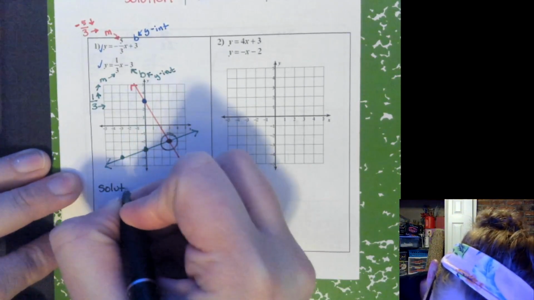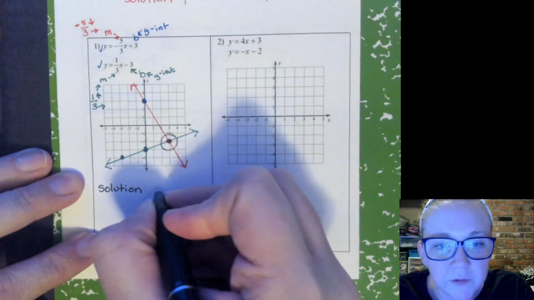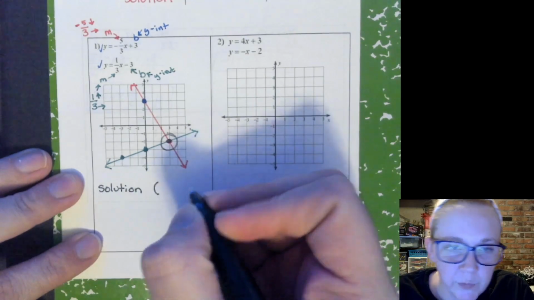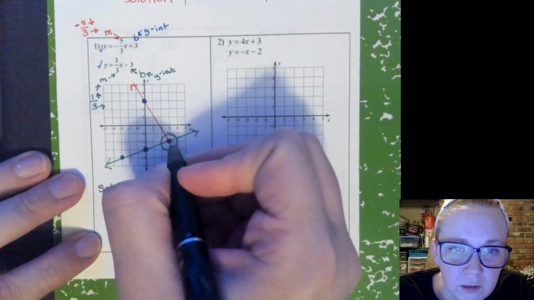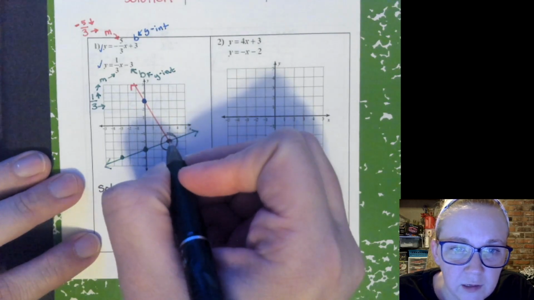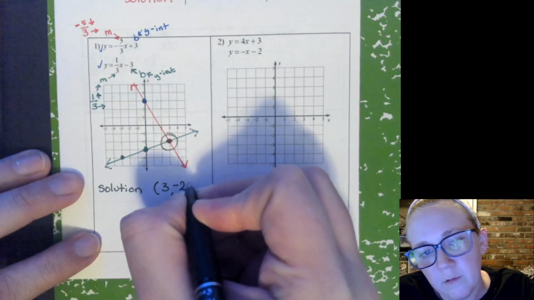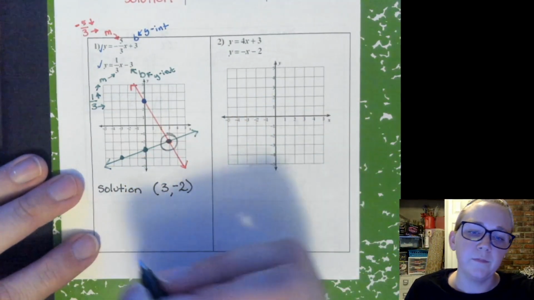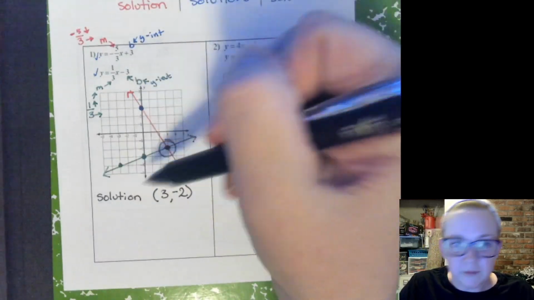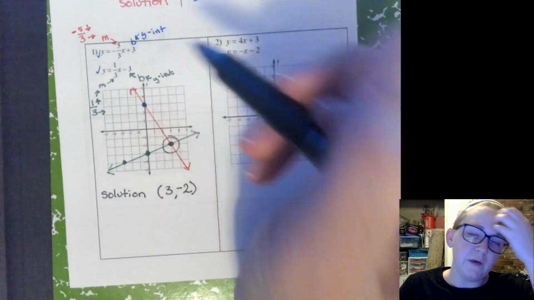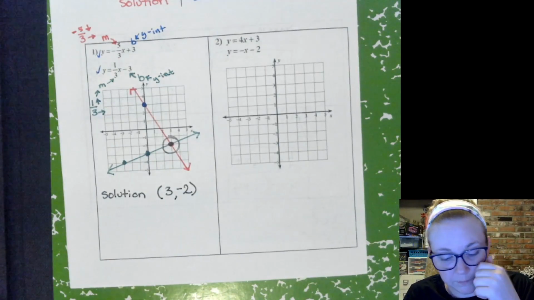So we're going to say the solution. You just put the word solution and then you write whatever the ordered pair is. So when I look at it, you start at 0, you go right 3, down 2, so (3, -2). That's our solution. That's it. That's how you do it. This right here is the figuring out the equations. That's the hardest part. The graphing and the figuring out what type it is, that's easy.